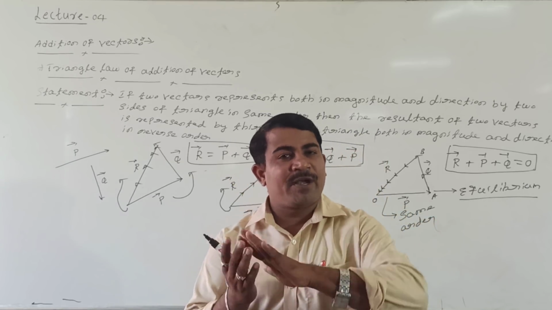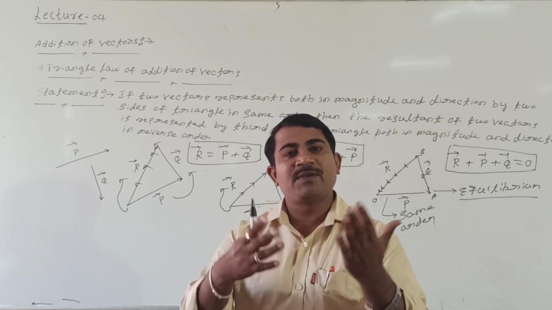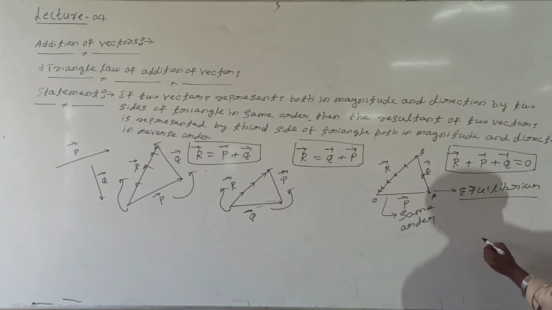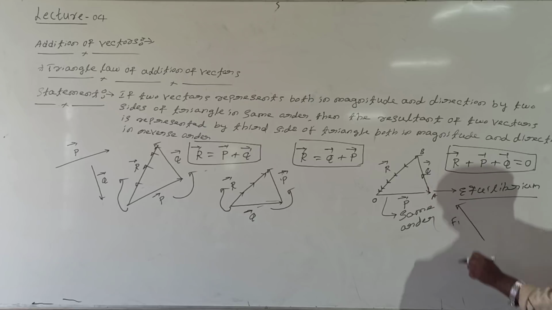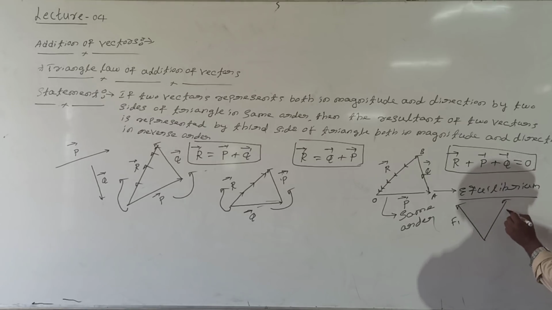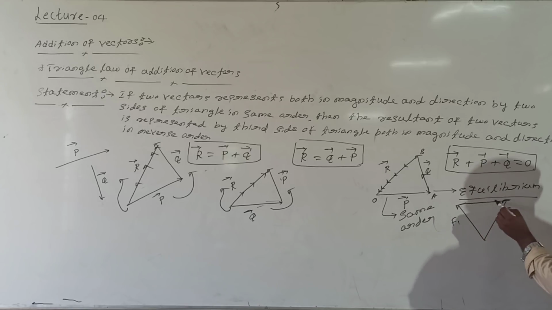I will take this coordinate. So many forces I will take like this. When forces are acting at different points and the sum is 0, how do you represent it? I will take this as one force, F1. Now I will take one more force, this force is F2. Now I will choose like this. This force is F3.